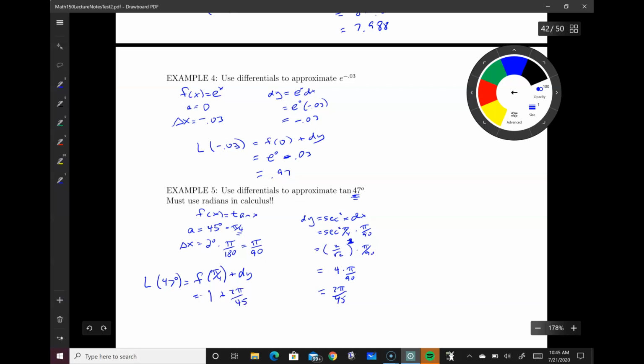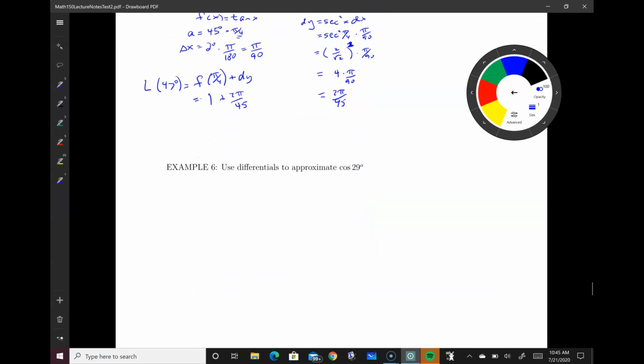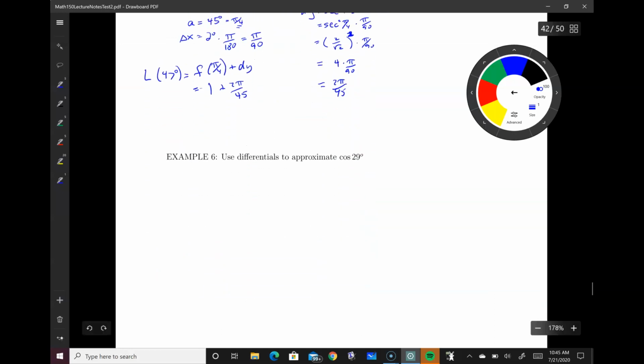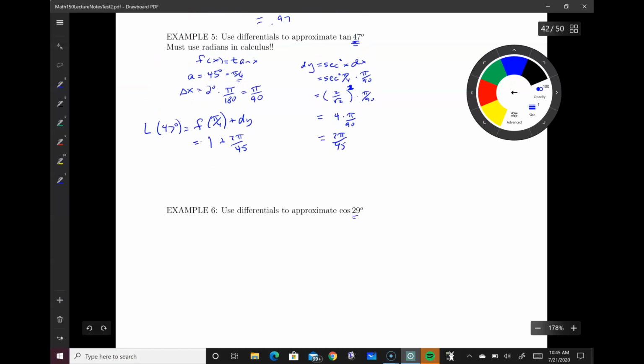All right, let's do another one, changing it to radians just to make sure that we're good on this. Okay, so here I see 29 degrees, and I see that the function's going to have to be cosine. So I have cosine of x as the function. My nice number a, I'm going to use 30 degrees, and then my delta x will be negative 1 degree. So I know 30 degrees is pi over 6, and I'm going to change this to radians by multiplying by pi over 180, so I get negative pi over 180.